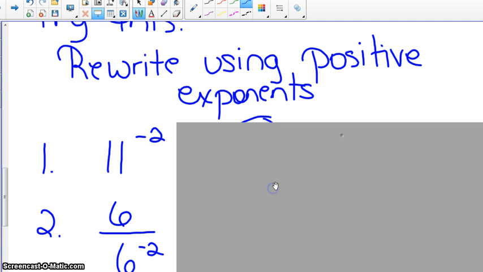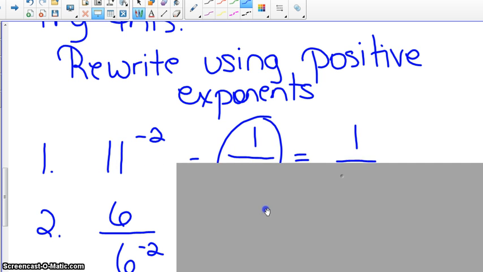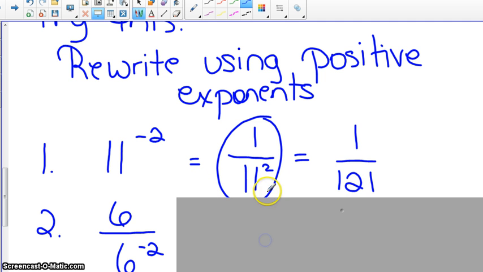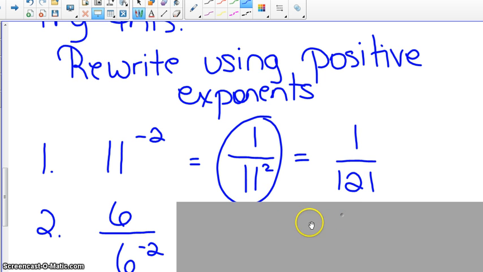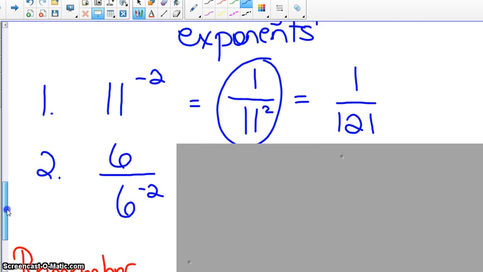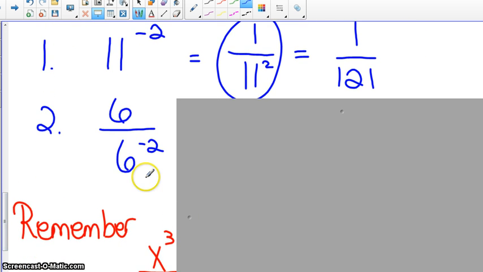Okay, so 11 to the negative 2, it wants to be a real man. You got to pretend like this is a line over 1. So it would jump over the line and becomes 1 over 11 squared, which is 1 over 121. If the numbers get real big, I don't mind you leaving it as 11 squared if it's like 11 to the 7th power, okay? If it's just squared, you can change it.